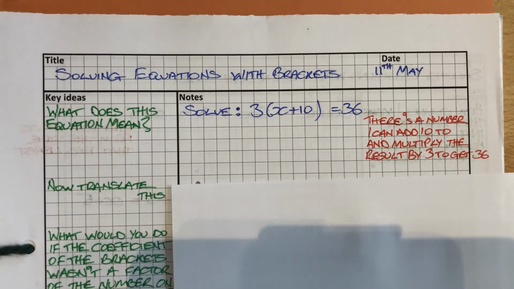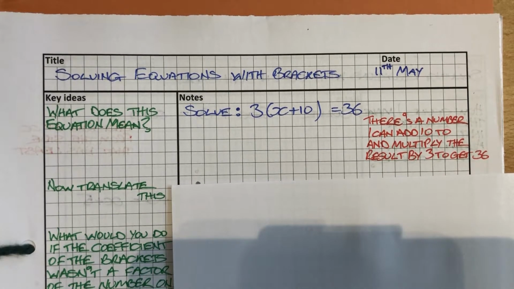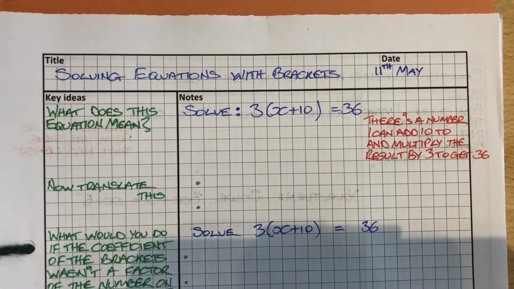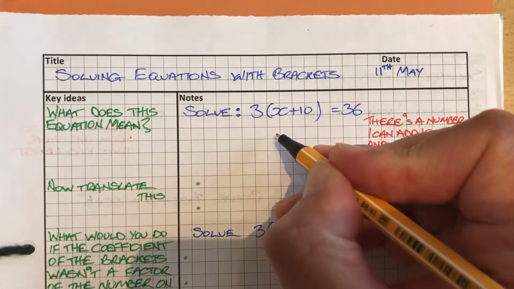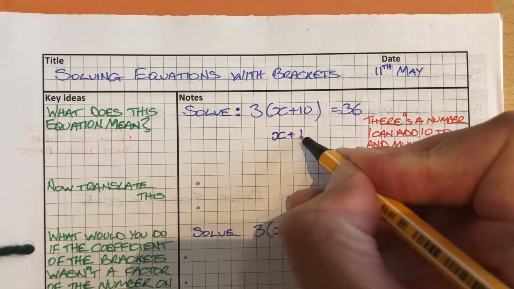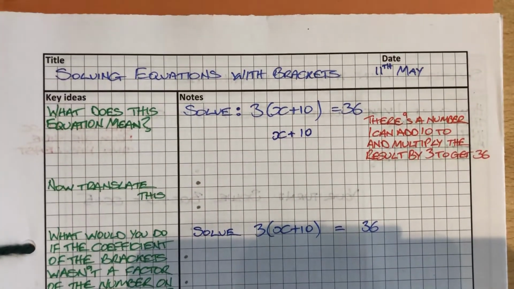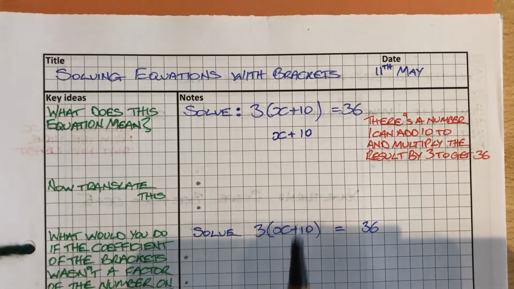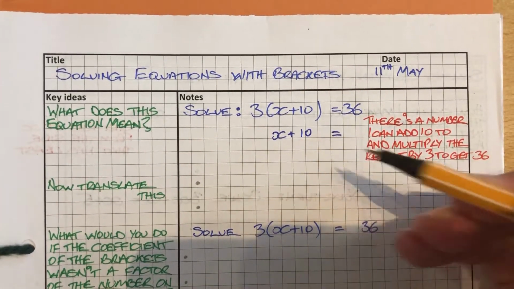So working backwards, what I'm going to do is the inverse of those two operations in reverse order. So what was the last thing that happened? It was multiply by 3. So we get rid of that first. X add 10. And now that the times by 3 is gone, I don't need the brackets, so I can remove those at the same time.